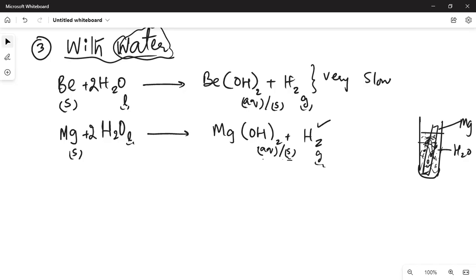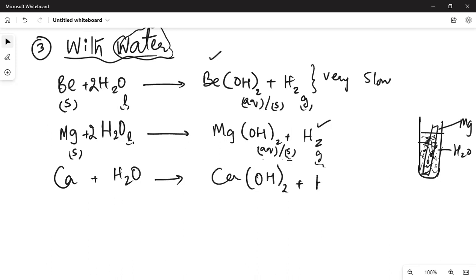As we go down the group hydroxides की solubility increase होती है. The first two are like sparingly soluble. Calcium plus water would make calcium hydroxide and hydrogen gas. Same balancing, but calcium hydroxide is relatively more soluble compared to the first two. So I'll go with aqueous and gas. 2H2. Strontium plus water would be strontium hydroxide.